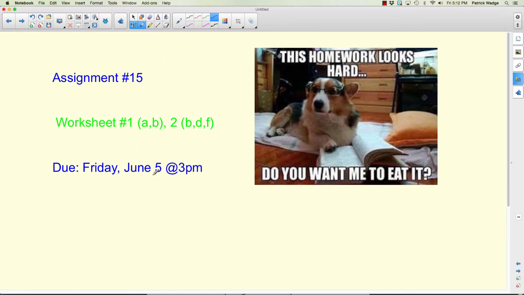All right, so assignment number 15. It's due Friday, June 5th. So I'm going to upload a worksheet onto Teams, and you are going to do number 1, A and B, and number 2, B, D, and F. And that's it. It's 5 total. I think it goes cube, rectangular prism, 2 triangular prisms, and then a composite one. See if you can figure that out. It's hard, but give it a shot.